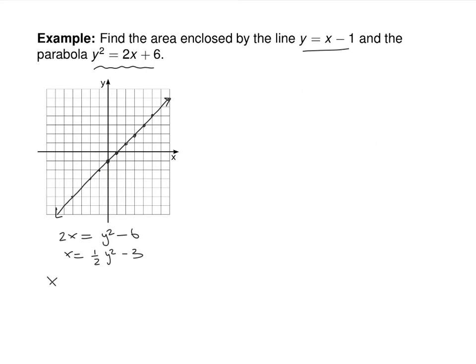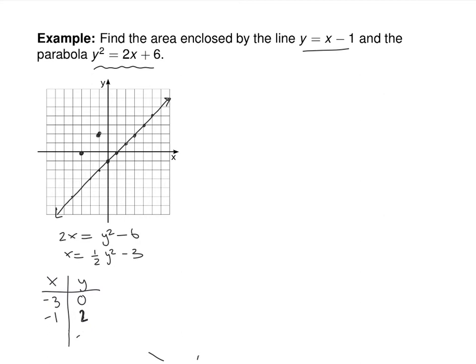So I'm going to make a table because I'm just not 100% certain what points that thing goes through. Now instead of picking x and finding y, I'm going to pick y and find x. So if y is 0, x is -3. So back 3, up nothing. If y is, let's say 2, doesn't get a fraction that way. If y is 2, 2 squared is 4, half of 4 is 2, 2 minus 3 is -1. So back 1, up 2.